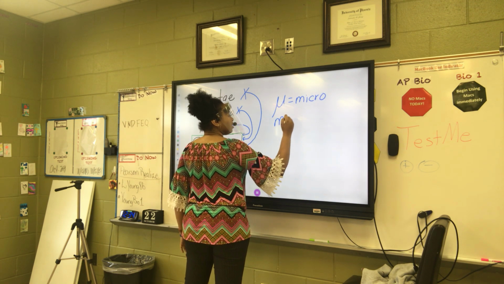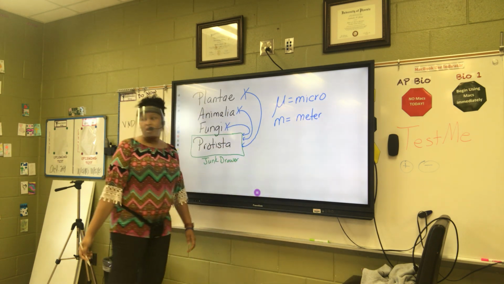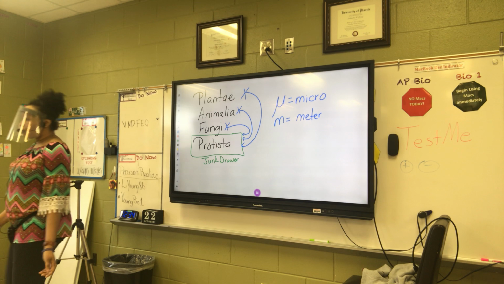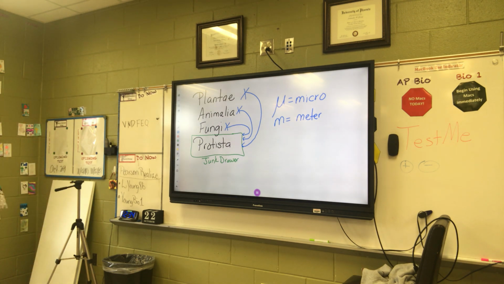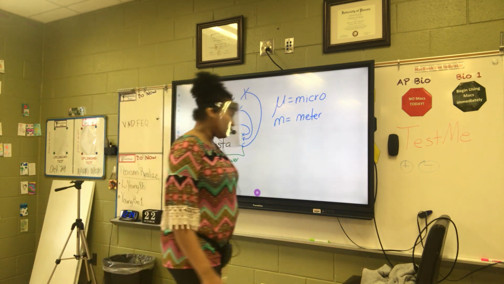Okay? And then this means meter, which is a distance measurement. So when you see it together, it's micrometer. Okay? Micrometer. So that's what that means. So 1 to 10 micrometers.